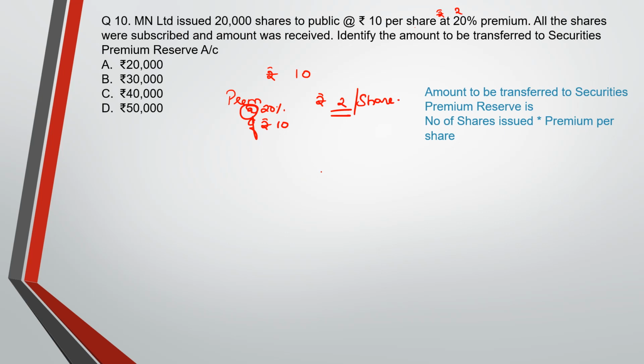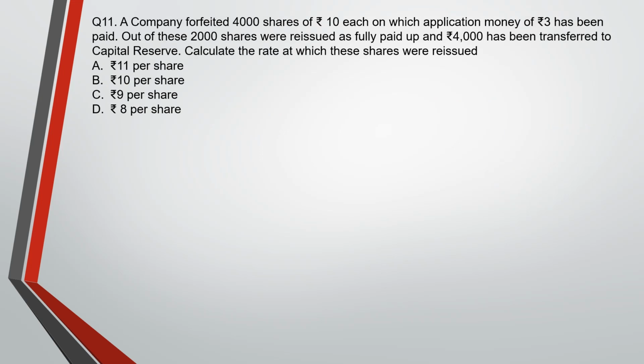Therefore, to calculate the amount of premium, we just use the formula number of shares which have been issued, which is 20,000 shares being issued into premium per share 2. Therefore, 40,000 rupees is the premium which is being collected and which will be transferred to Securities Premium Reserve account by MN Limited. So the right answer is C, 40,000. Hope that is clear. Next, we go to the next question.